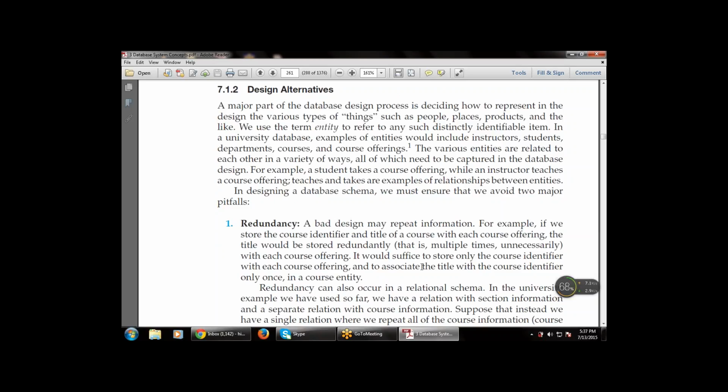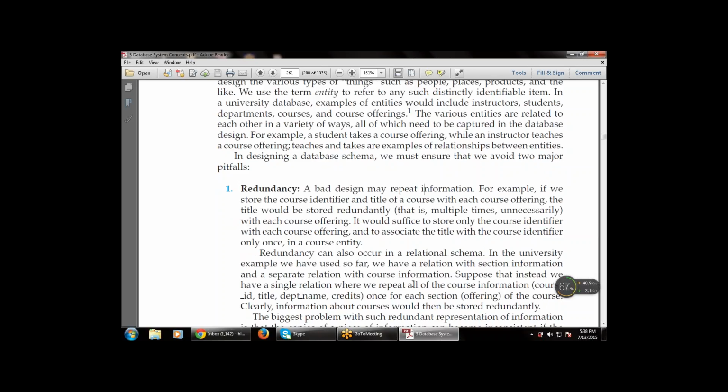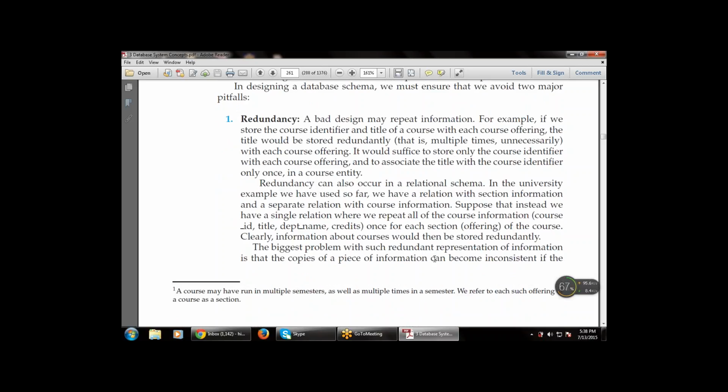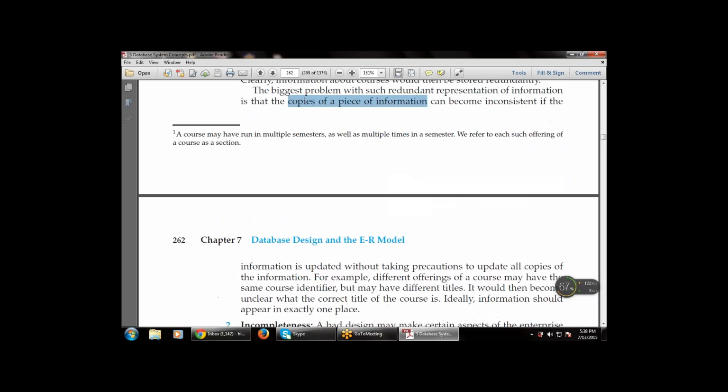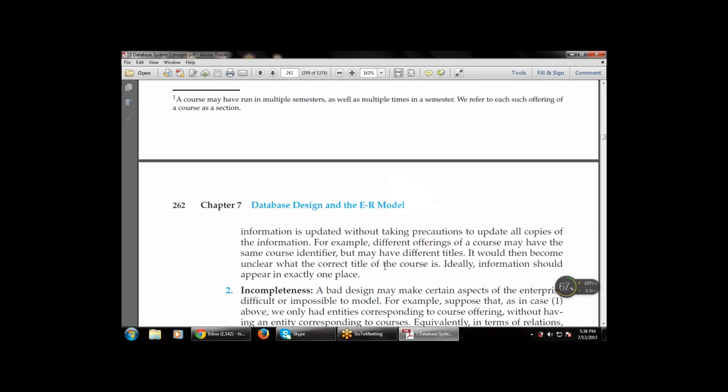Redundancy can also occur in a relational schema. So there is an aggregate relation with the course information that is offered. The biggest problem with such redundant representation of information is that the copies of the pieces of information become inconsistent if the information is updated without taking precautions.